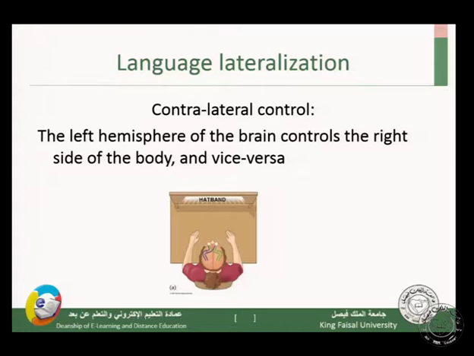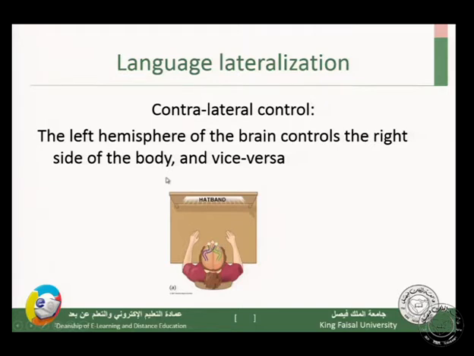Now we are going to look at language lateralization. So the brain controls the body in a contralateral way. What we mean by this is, if you have a look at the picture we have here, the left hemisphere controls the right eye. The right hemisphere controls the left eye.